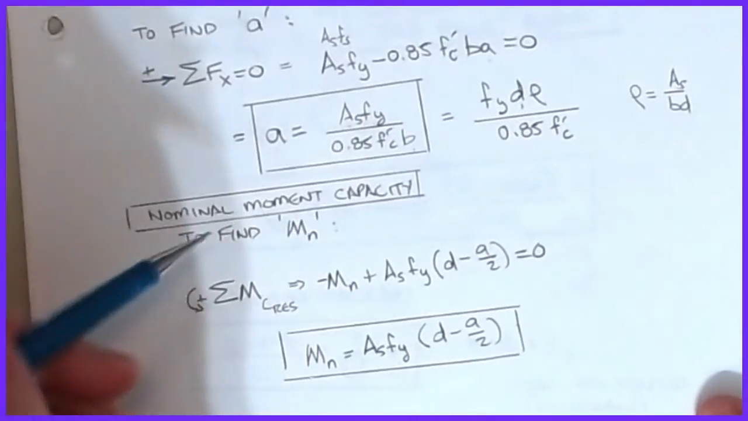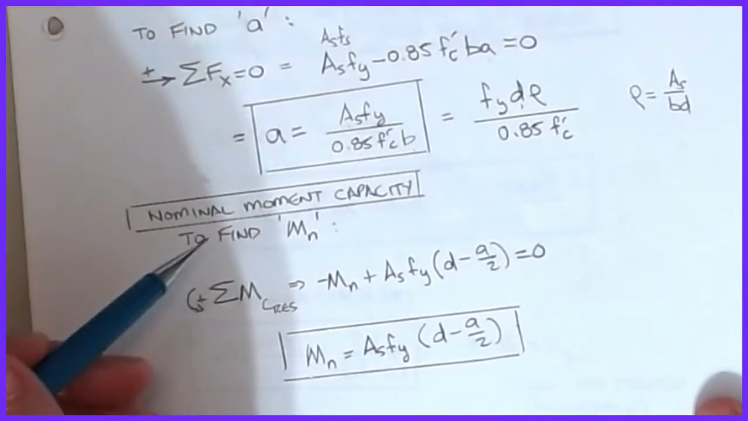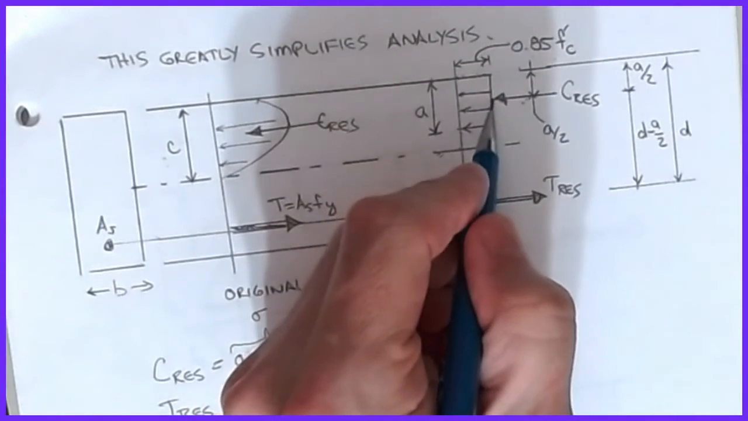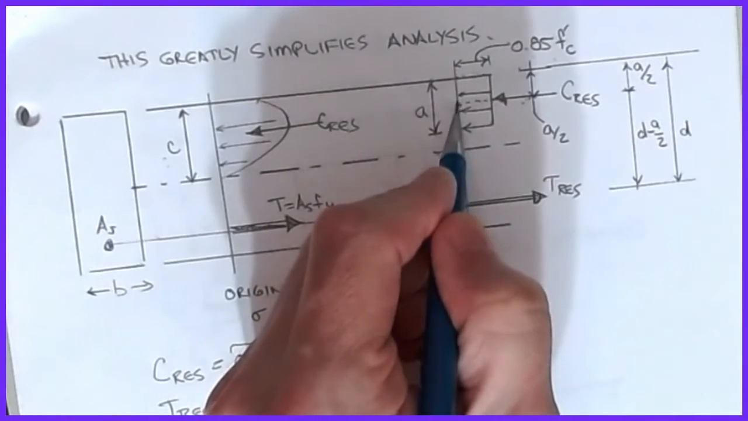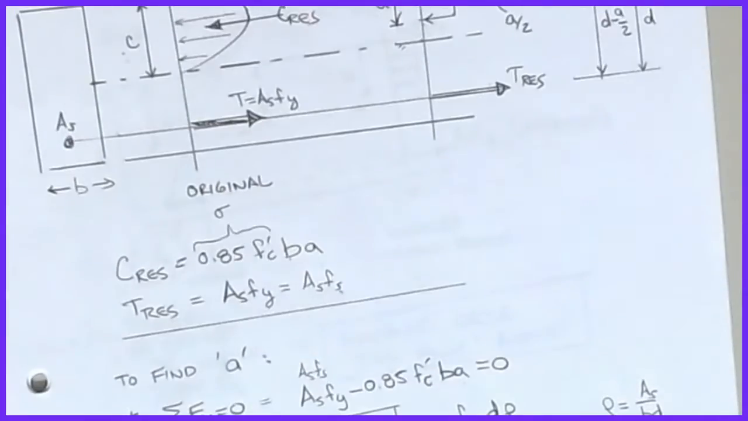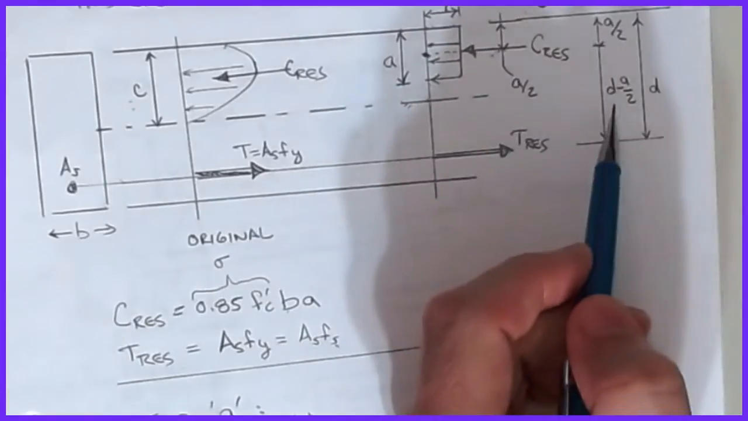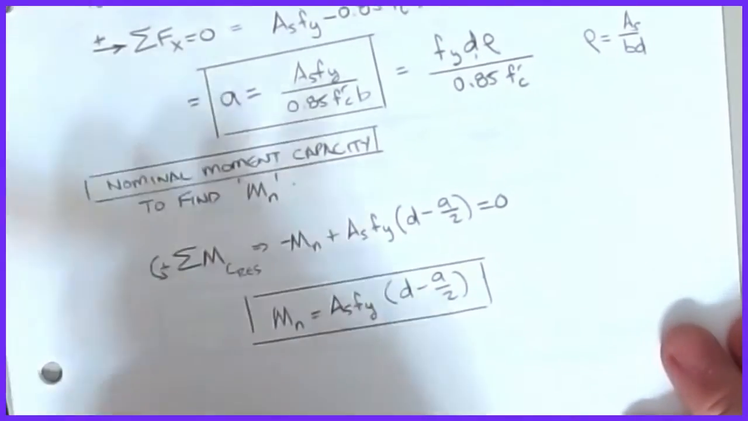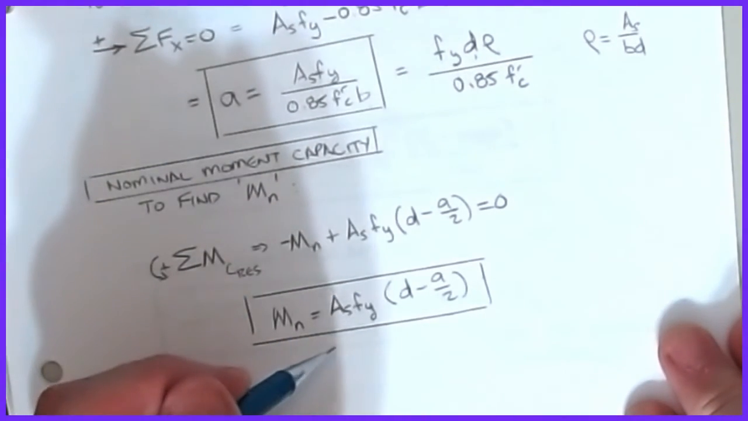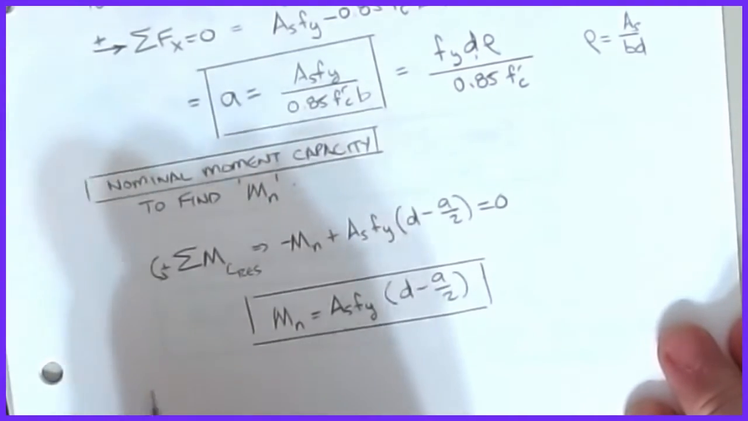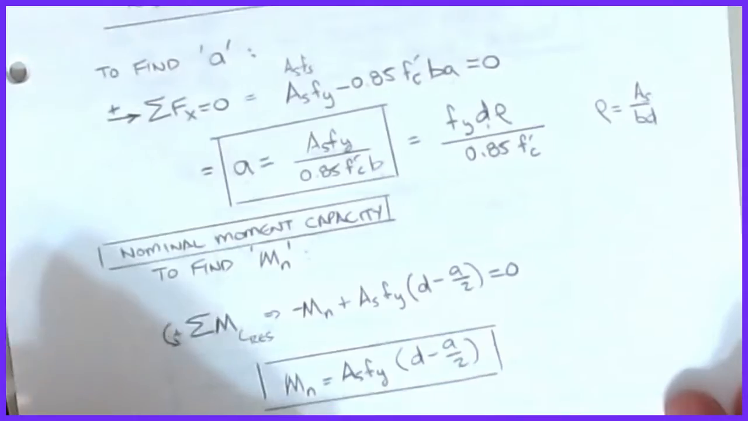So the nominal moment capacity, just like we did before, is I'm going to sum moments about the point where this guy is acting. When I do that, the C res goes away. I have my AS FY for T res, and I'm going to multiply it by D minus A over 2. So that moment equation that was really ugly and hairy with all of those alphas and betas now becomes simply AS FY times D minus A over 2. That's the nominal moment at ultimate using the Whitney stress block.